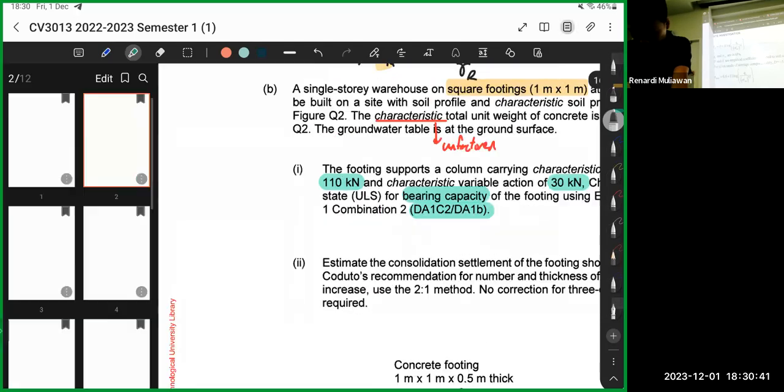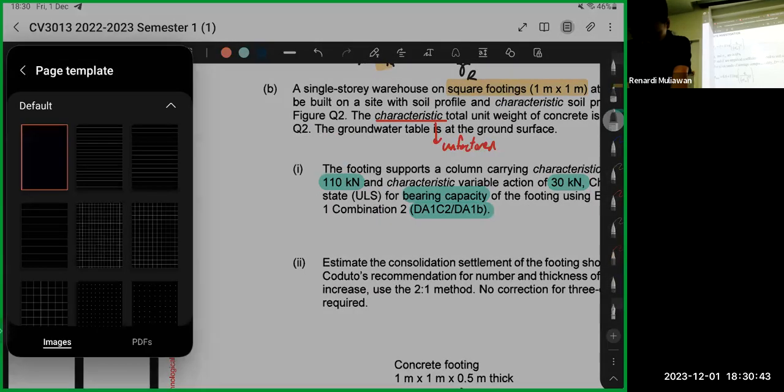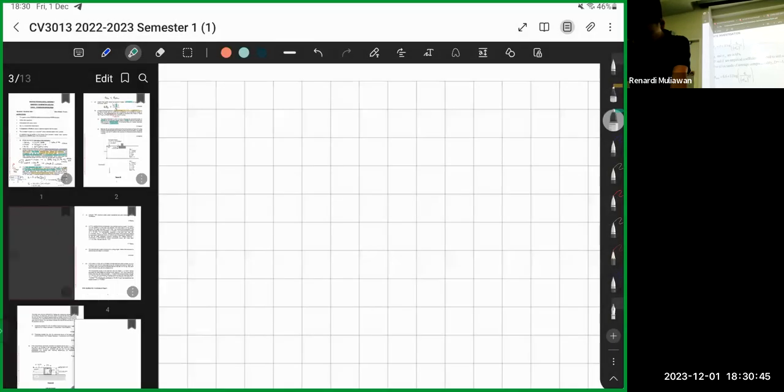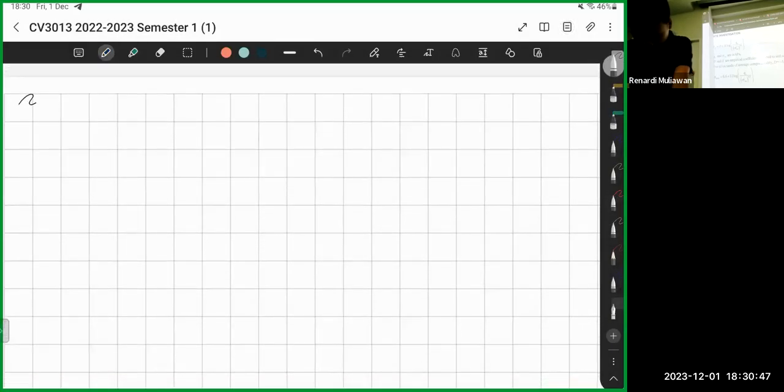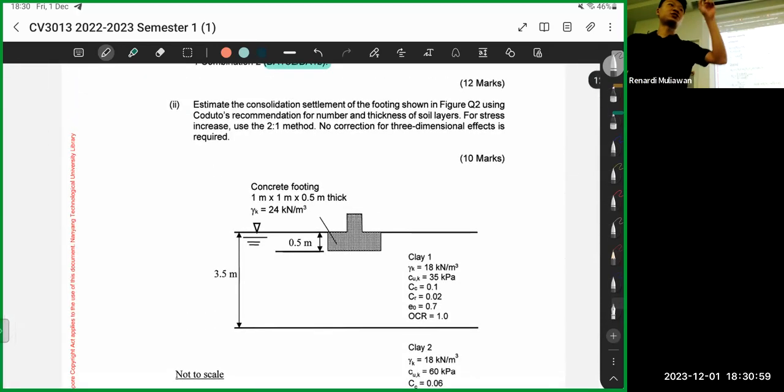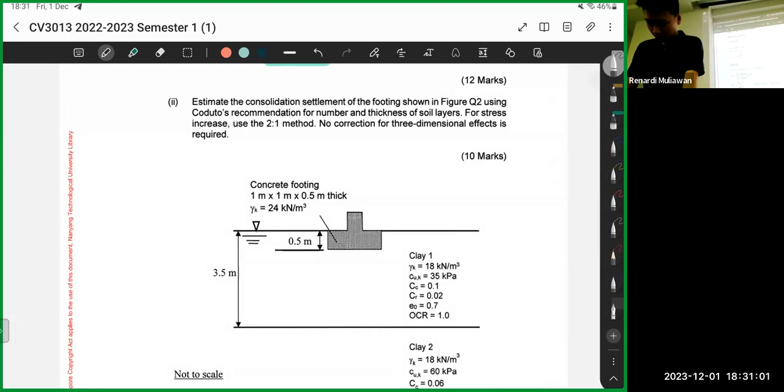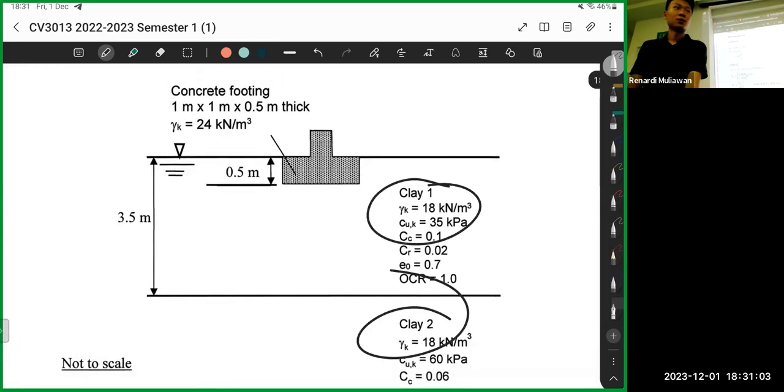I'll make a new page. Let me scroll to the relevant part. There. Okay, first things first, we need to check, is it drained or undrained, right? So we check, it's clay. So this is undrained analysis, undrained, okay?